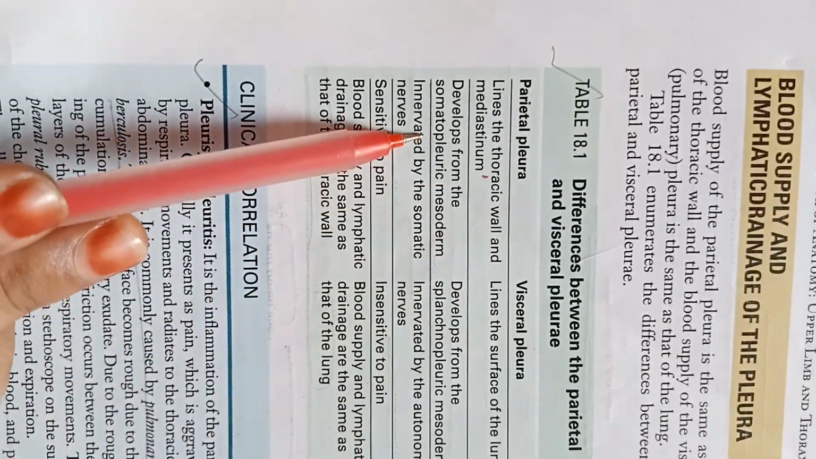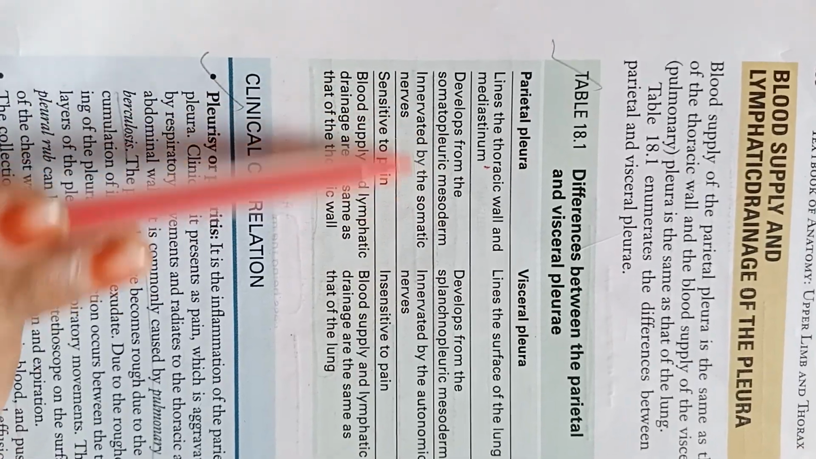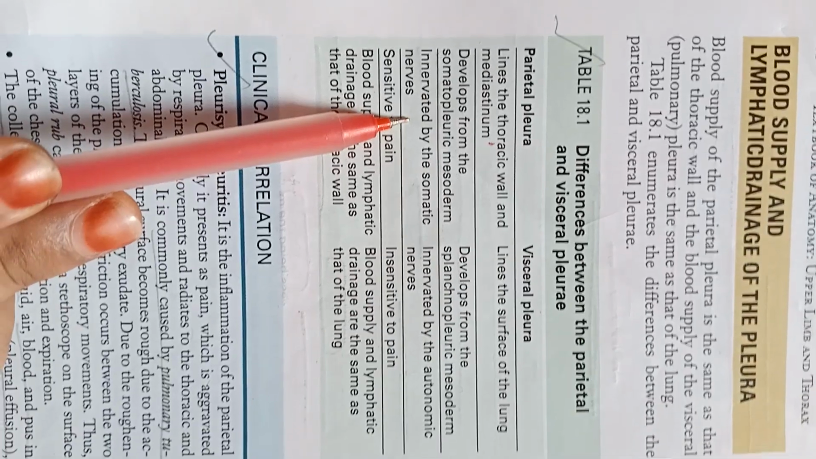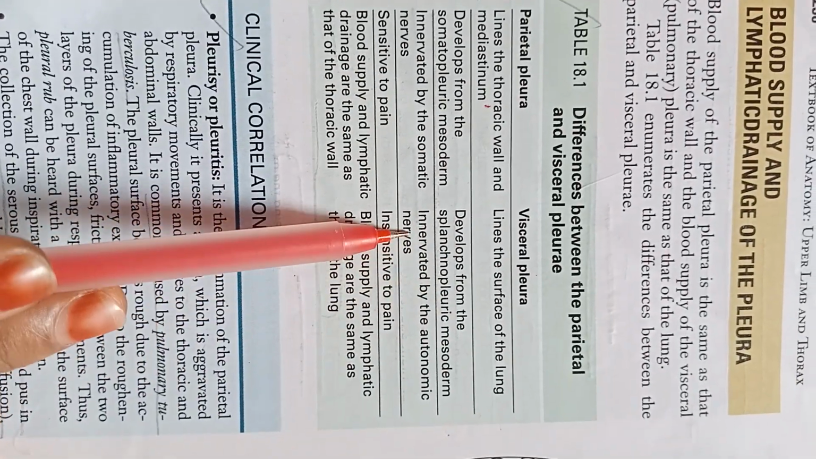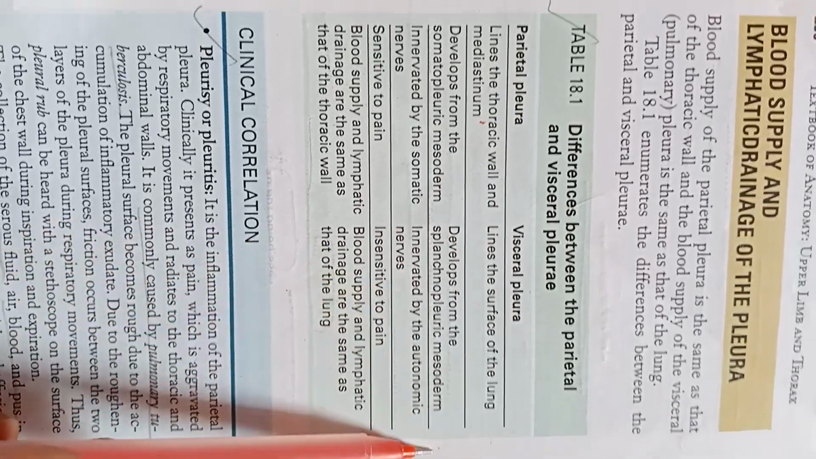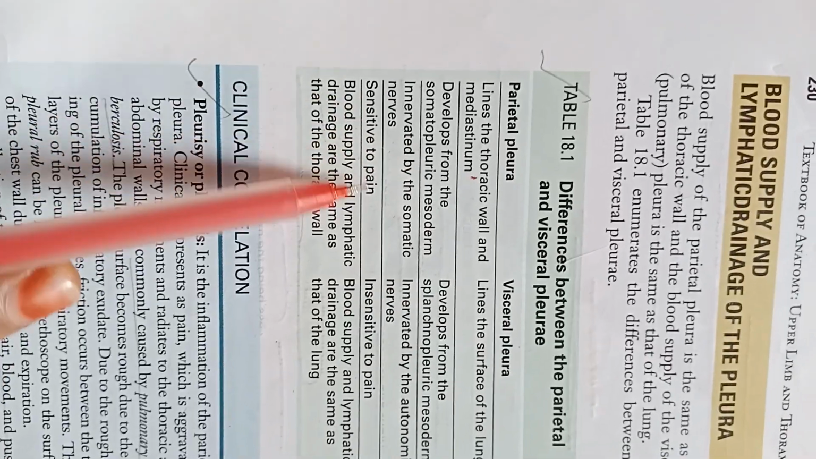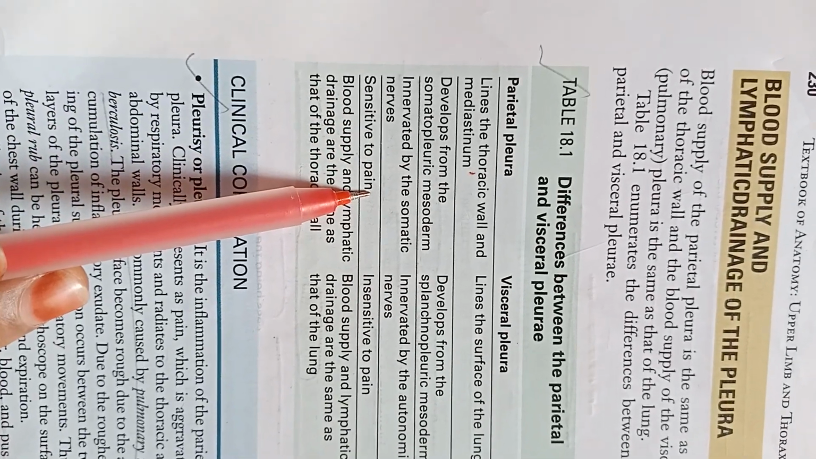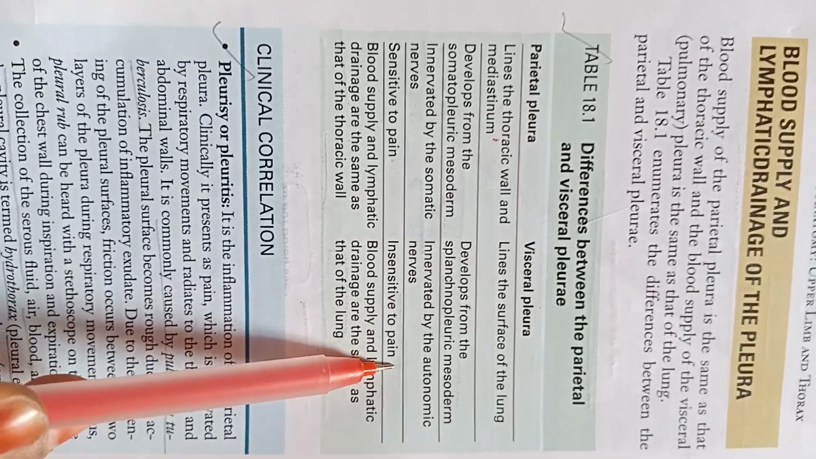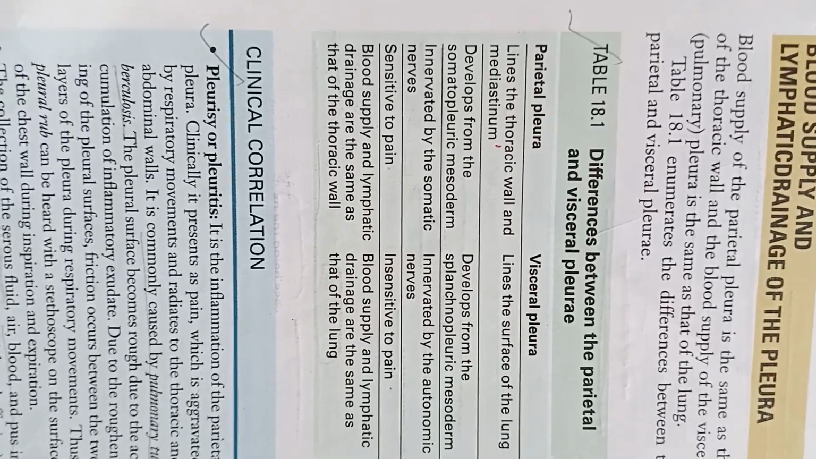Now the nerve supply. The parietal pleura, as it lies towards the soma or body wall, is innervated by the somatic nerve, and the visceral pleura, as it lies towards the viscera, is supplied by the autonomic nerve like that of the viscera. Okay, so somatic nerve is pain sensitive. So parietal pleura is pain sensitive and the autonomic nerve is pain insensitive. Okay, and now come to the blood supply and the lymphatic drainage.